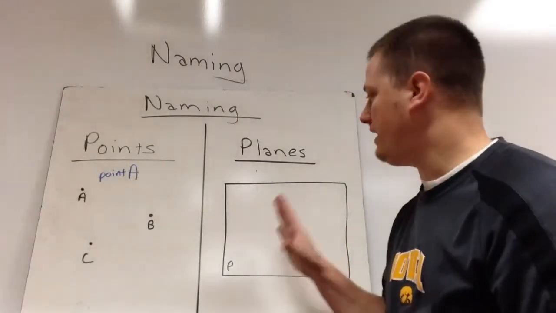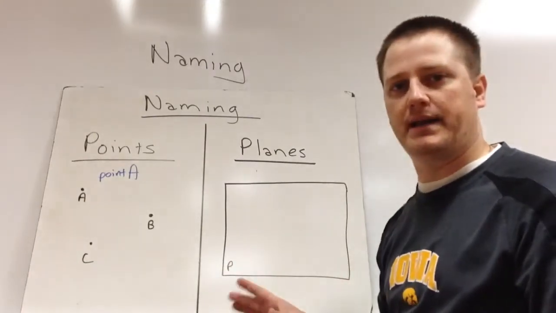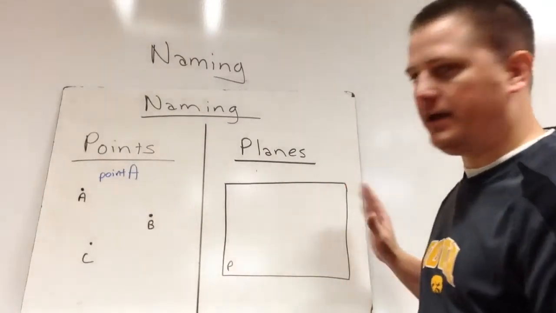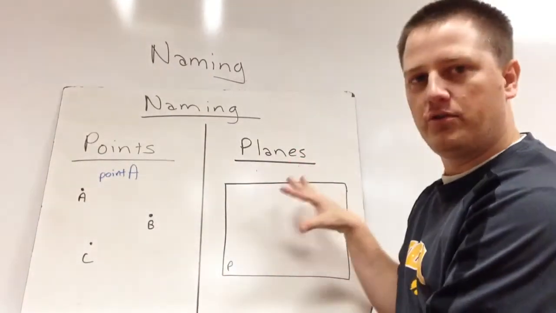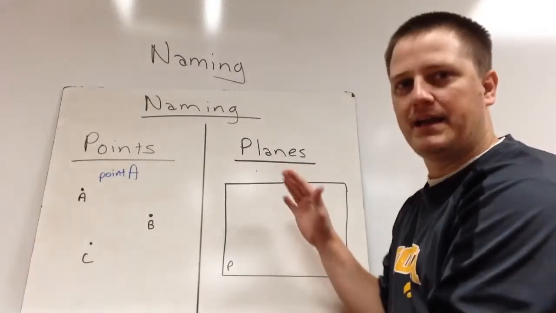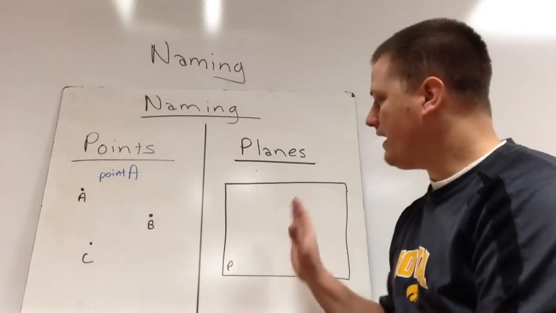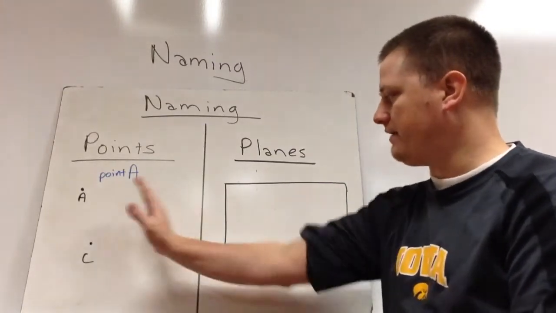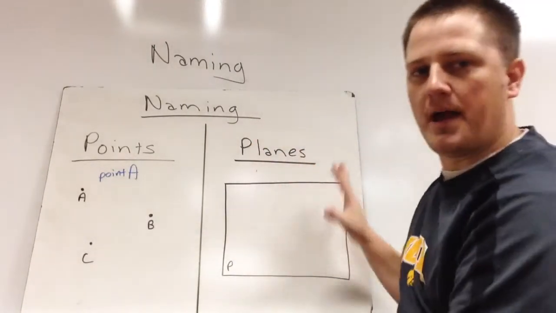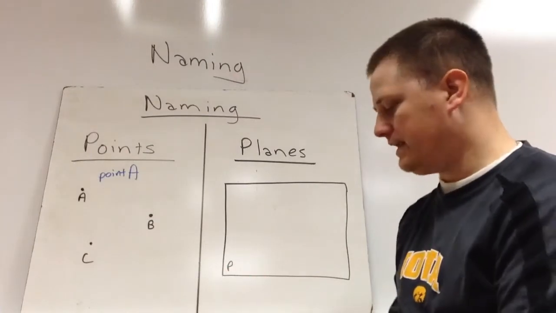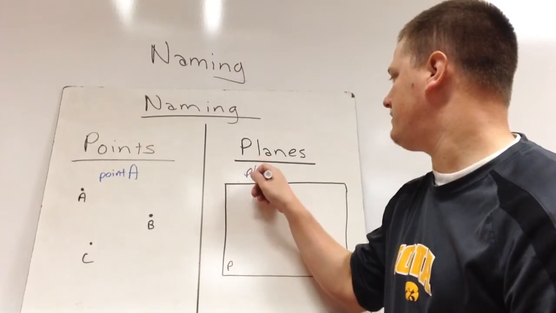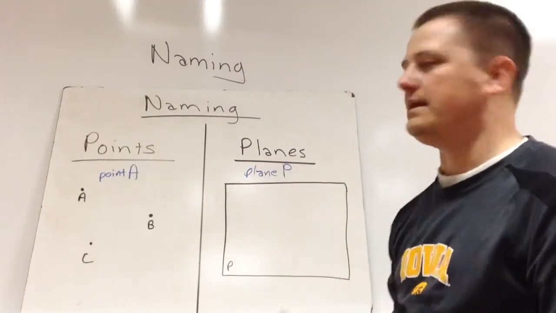Our next big thing is a plane. Now here I've basically drawn a rectangle or a square, but in reality a plane goes forever in 4 directions. So it's a two-dimensional object with height and width, but no depth. And so the width of this goes forever left and right. The height goes forever up and down. This is just a portion of the plane. We typically name a plane based off of a letter that we call it. So this would be plane P.